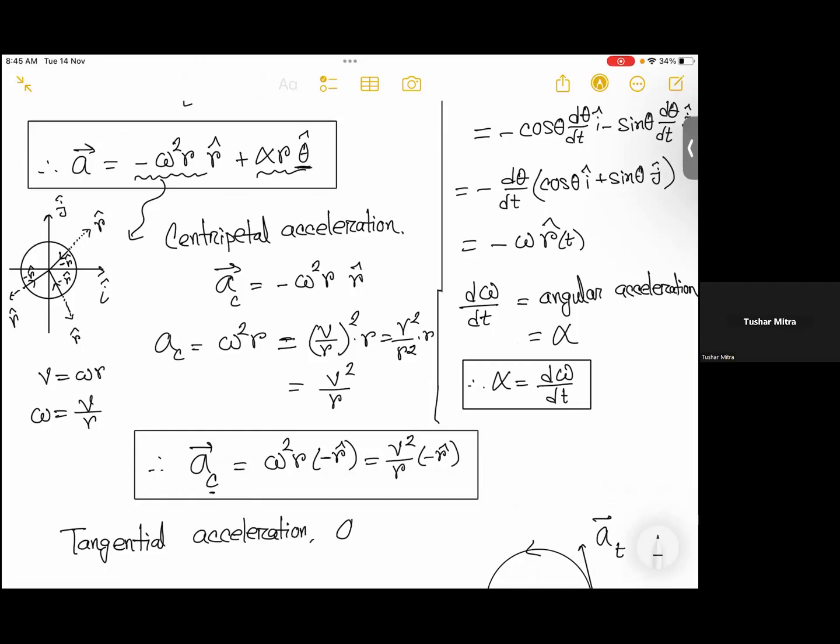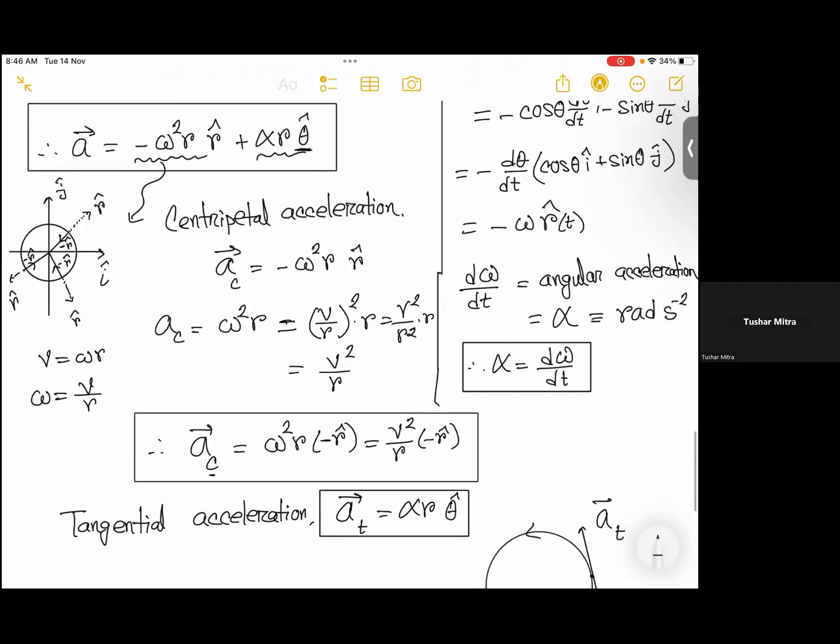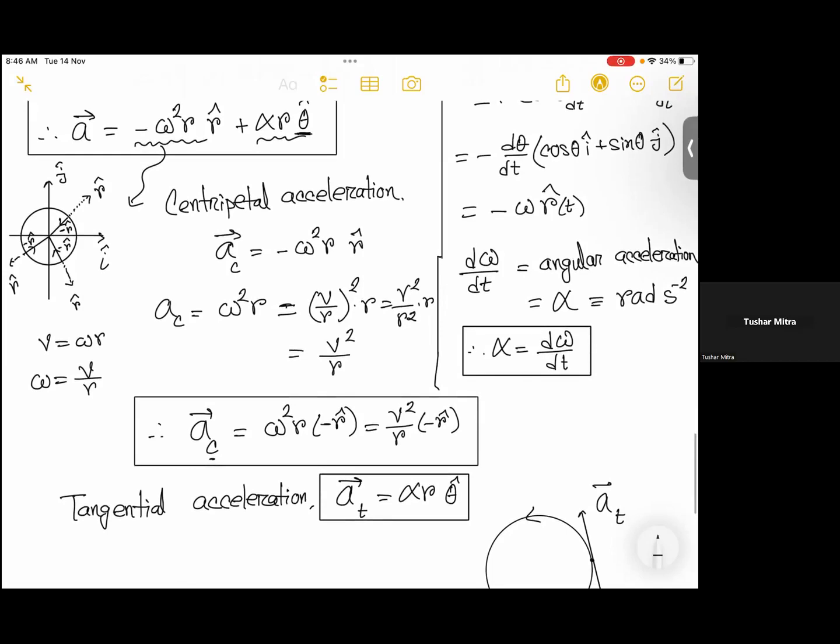So the tangential acceleration, denoted by AT, is simply alpha r, and the direction is theta hat. Both of these are proper accelerations, so they have a unit of meter per second squared. You know that alpha should have a unit of radian per second squared. And so we can write the total acceleration.